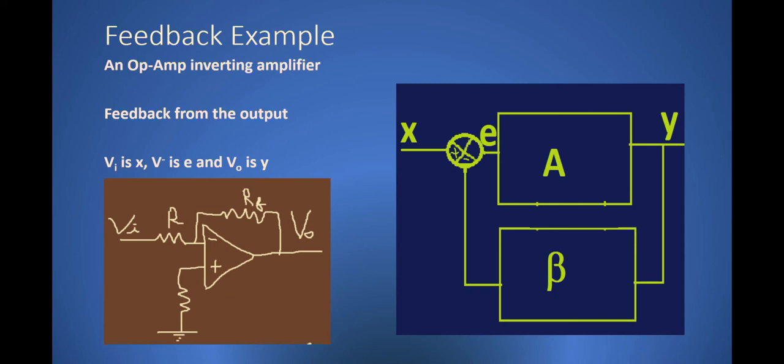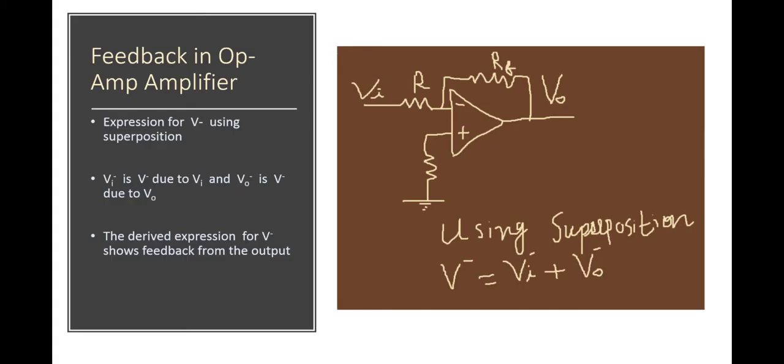And we can see this feedback from the output just by looking at the figure, as the inverting terminal of the op amp, that is the inverting input of the op amp, is connected to the output through RF. And when we derive the equation of this voltage at the inverting input of the op amp, we will see that it also contains a term which is a function of V naught. So how do we derive V minus?